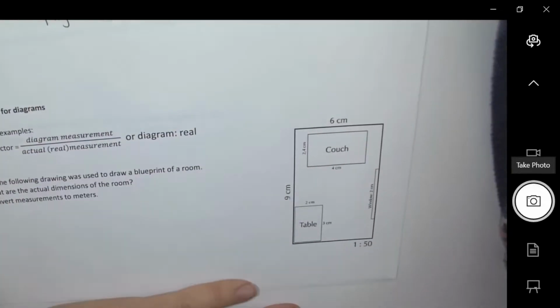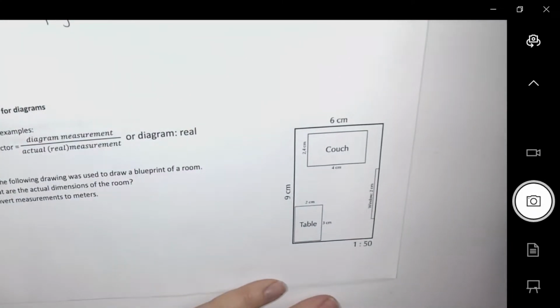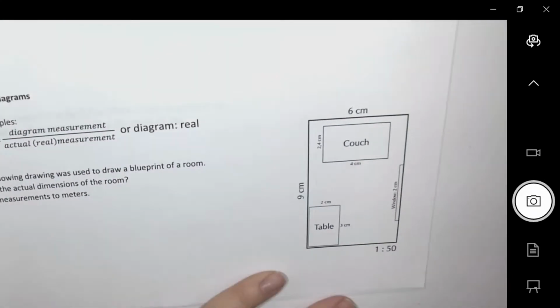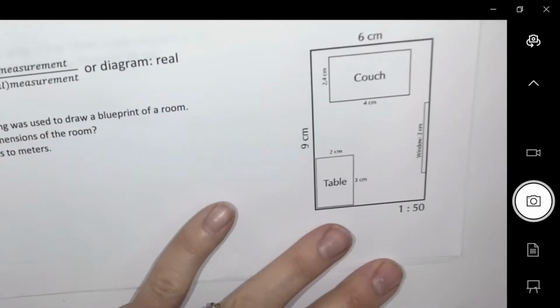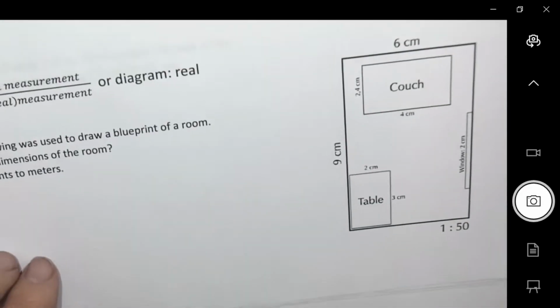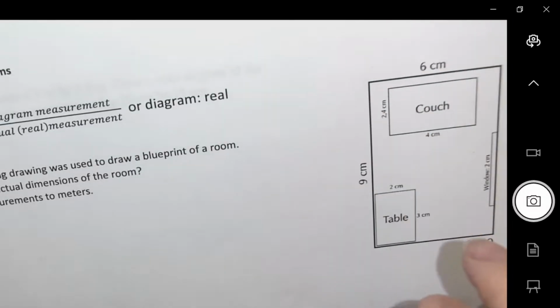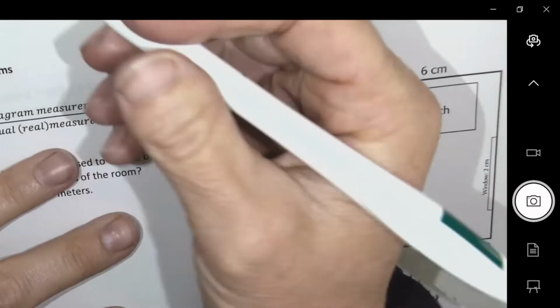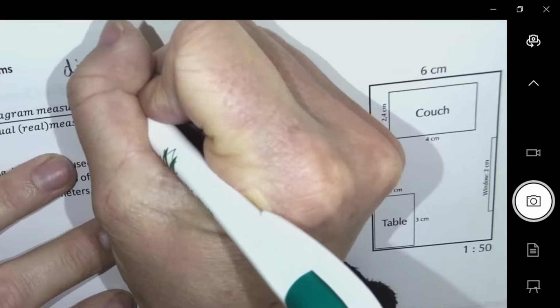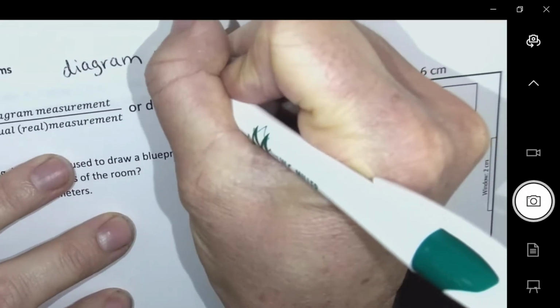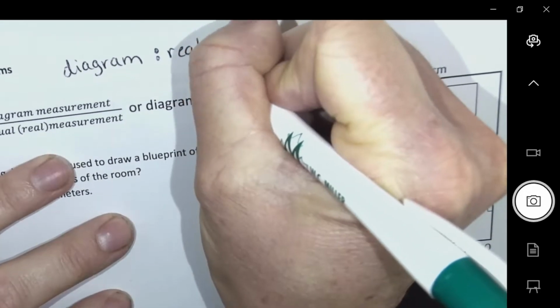Okay, we're going to make a rule about doing scales. How to write a scale proportion. Okay, so let's just say we're always going to do it like this. Diagram to real life.